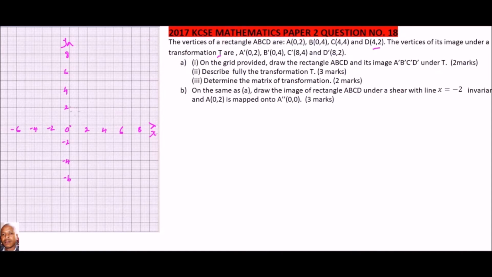So A(0,2), so that's where we have our A. So that's our A.